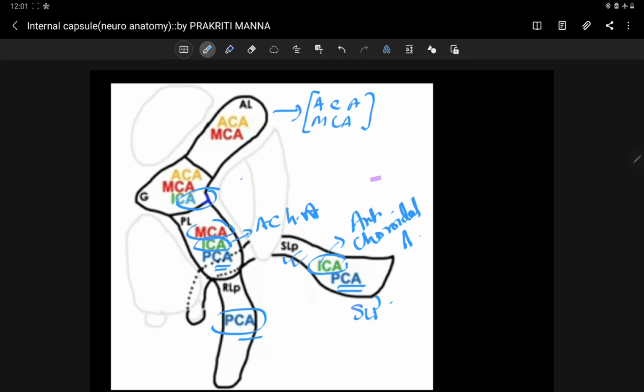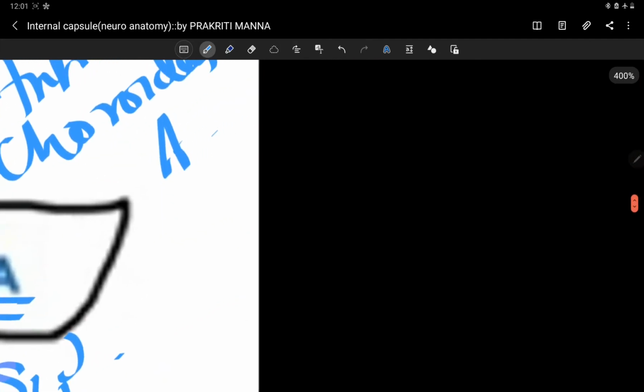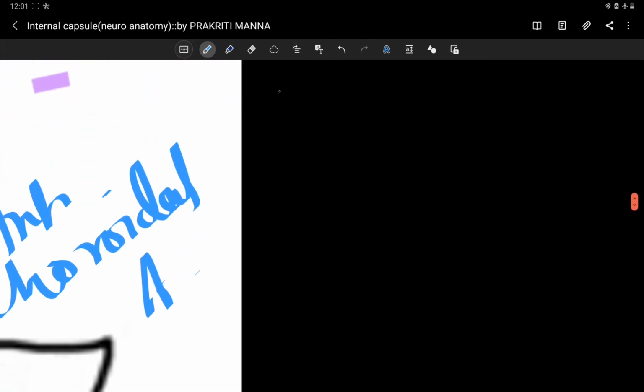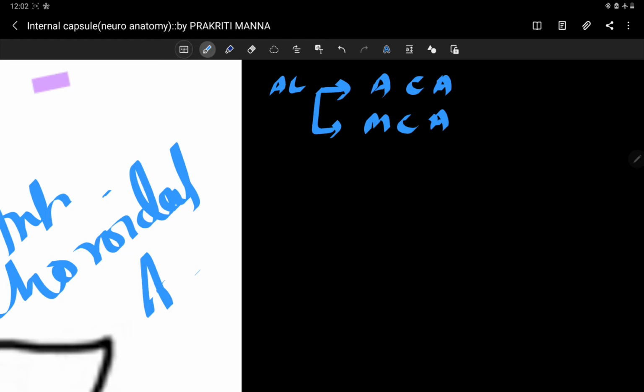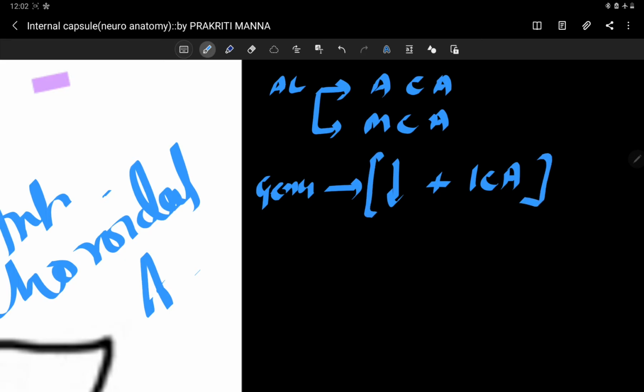This is the summary, so let's write the summary from here. It is your anterior limb. The anterior limb is supplied by the anterior cerebral artery and the middle cerebral artery. Next to your anterior limb, which structure of the internal capsule is present? It is your genu. So for the genu, write the same thing here and just add the direct branch of the internal carotid artery.